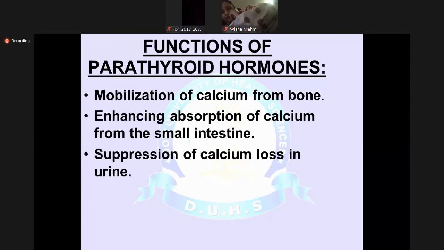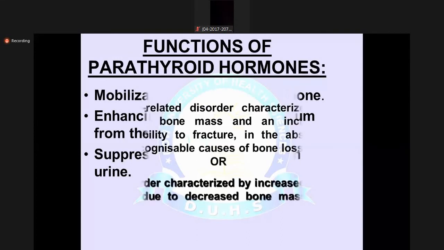Then the parathyroid hormone causes mobilization of calcium from the bone, enhancement of absorption of calcium from the small intestine, and suppression of calcium loss in the urine. These are the main factors regulated by the parathyroid hormone: mobilization of calcium from the bone, increased absorption of calcium from the small intestine, and at the same time suppression of calcium loss in the urine.